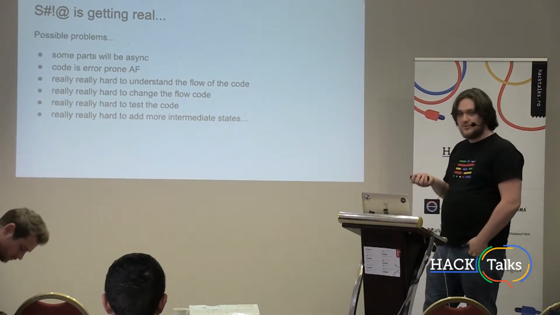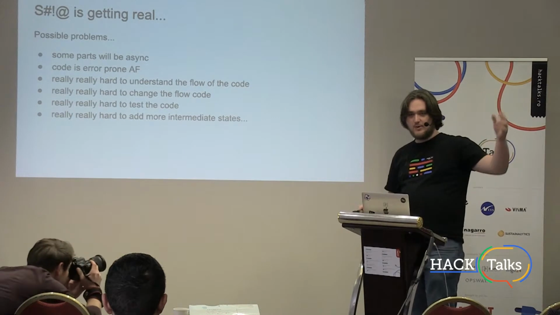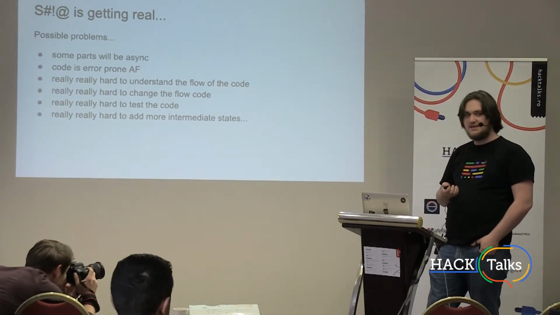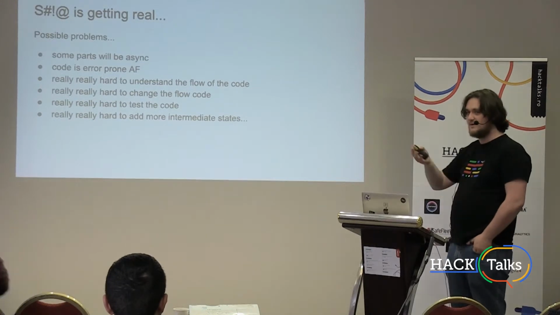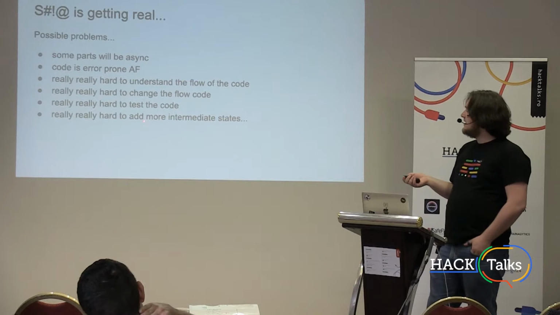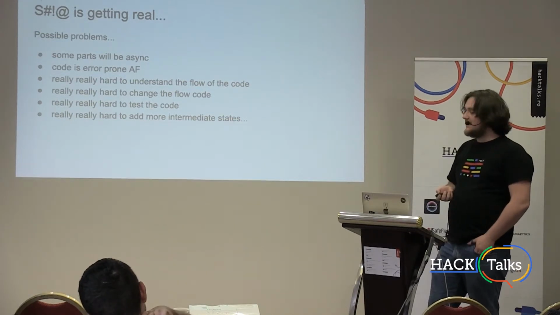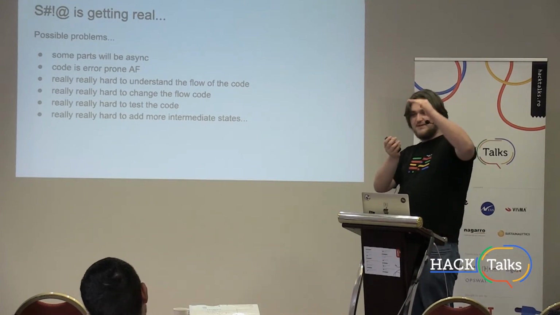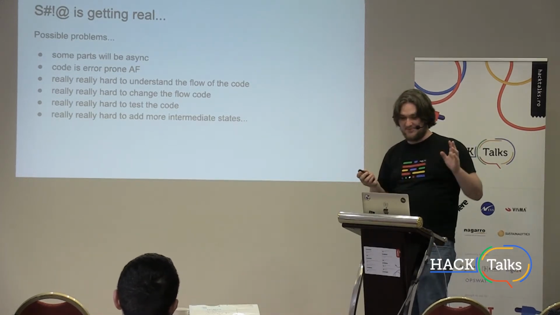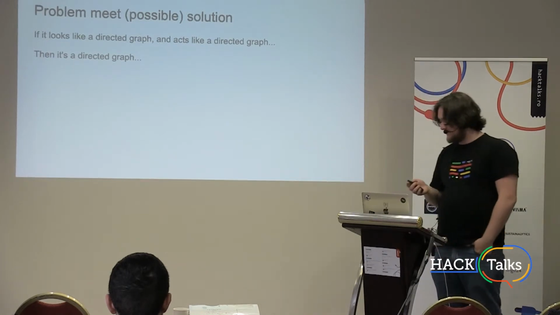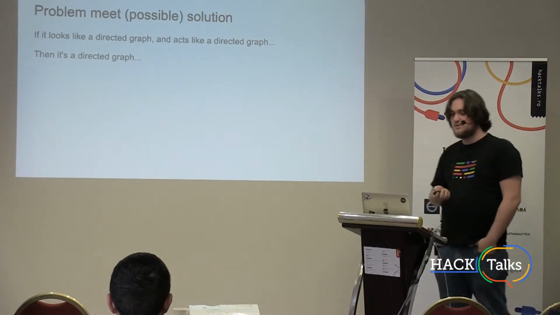It's really hard to test the code, because if it's a really complex flow, you can test all the dependencies separately, but that doesn't really mean that the code works. If everything works in isolation, it does not mean it works well together. And it's also really hard to add more intermediate states. What if you need to add ifs in between other ifs? That ends up being really complicated. So, possible problem meets possible solution.